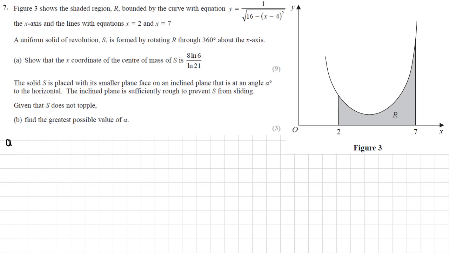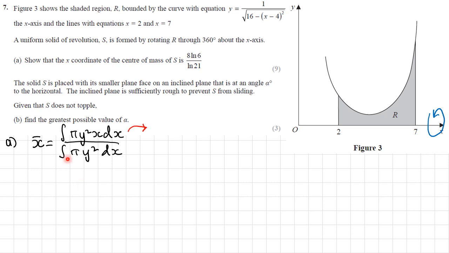Okay, so let's start by reminding ourselves of the formula for the centre of mass. Remember, this shape is being rotated around the x-axis here. So x bar is going to be equal to the integral of pi y squared x dx over the integral of pi y squared dx. So let's start by working out the top part here, the integral of pi y squared x dx.